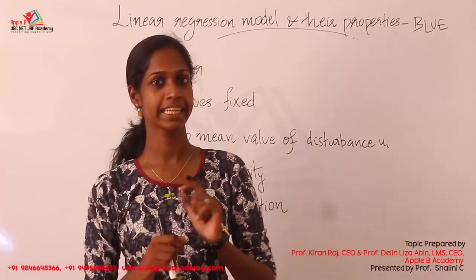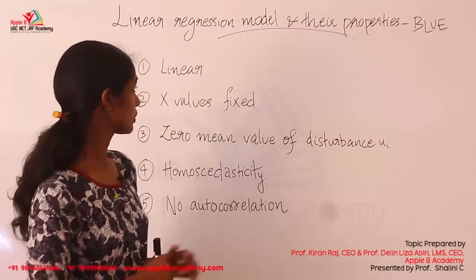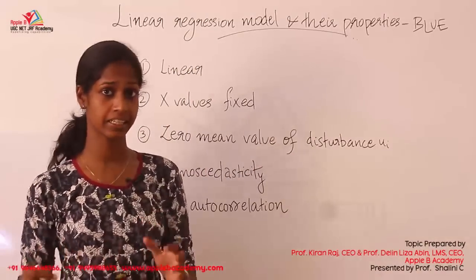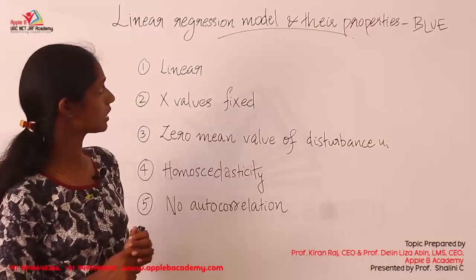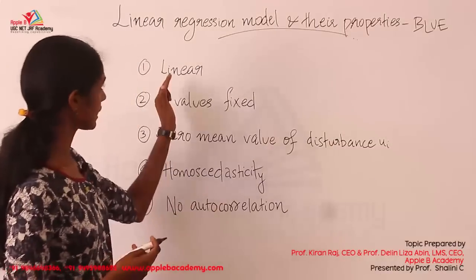Next we move on to the classical linear regression model and its properties. These are the assumptions that come under the classical linear regression model. We'll discuss them one by one. First, linear in parameters.